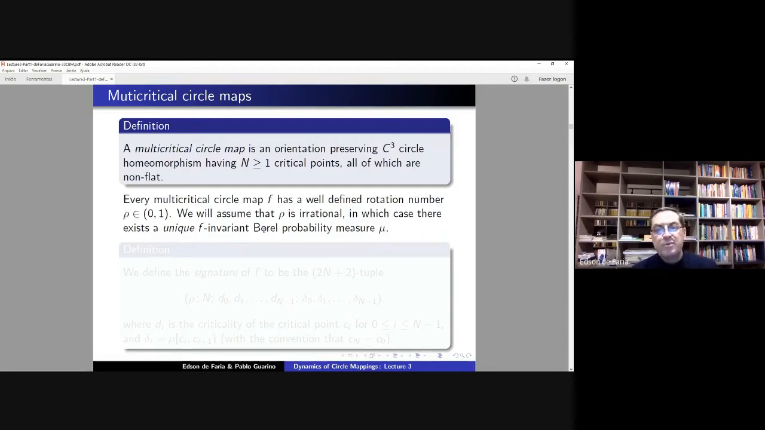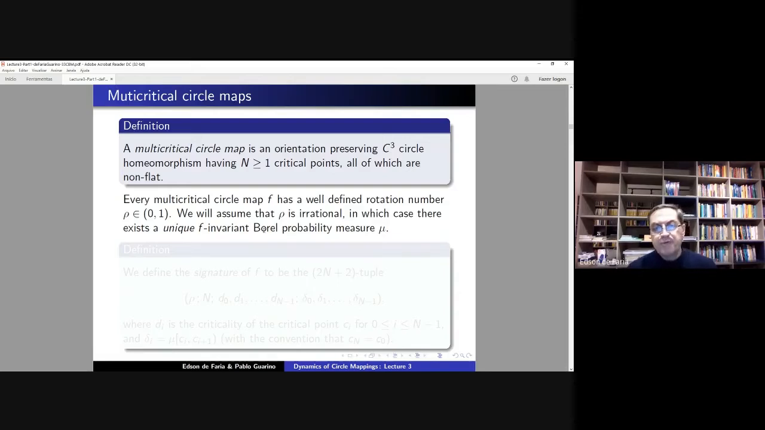Of course, the rotation number you can think of as mod 1, so that's why I write it that way. We will only be interested in irrational rotation numbers, in maps which have no periodic points here. Okay, because I told you this in the previous lecture.